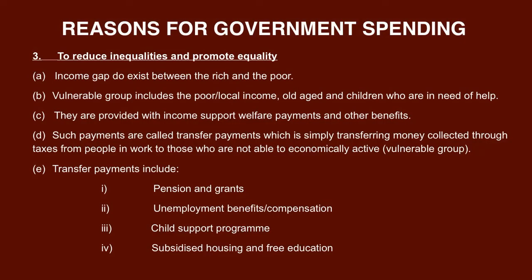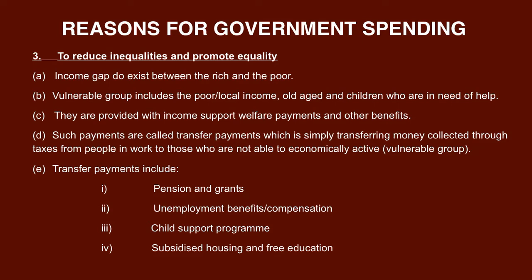Next, the third important point is to reduce inequalities and promote equality, or to reduce the income gap between rich and poor. The income gap between rich and poor exists. Therefore, poor people get poorer, rich people get richer.